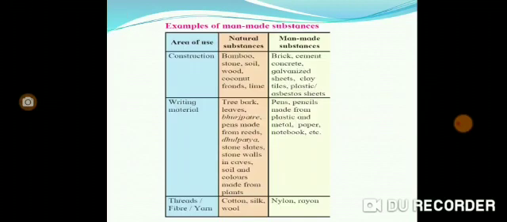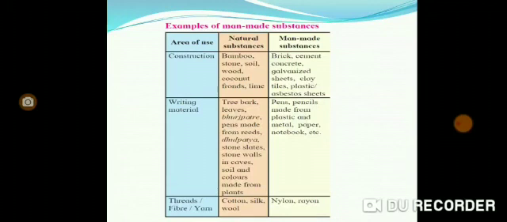Okay. Now, examples of man-made substances. Depending upon the area of use, we are going to see what natural and man-made substances can be used. The area of use, for example, if it is a construction site, what natural substances can you use there? You can use bamboo, stone, soil, wood, coconut fronds.